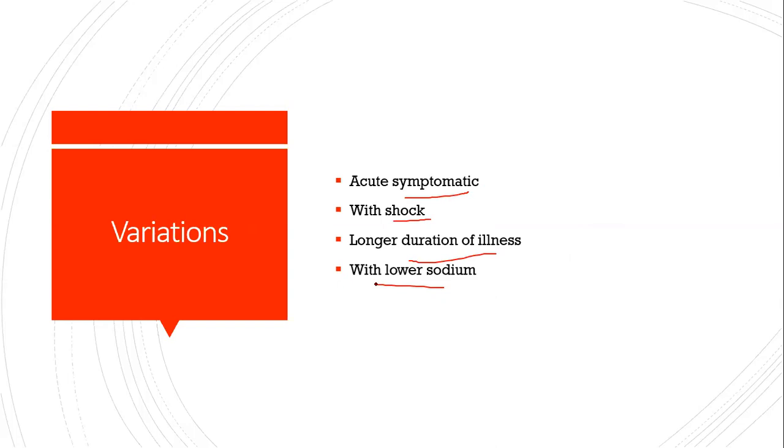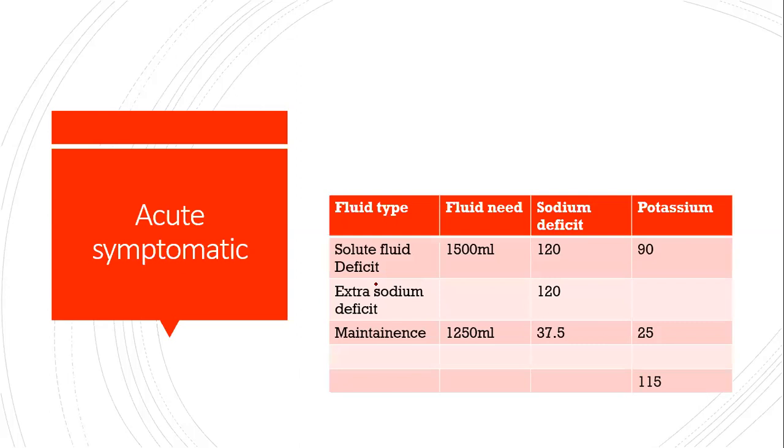For longer duration, the calculation will be almost similar except for the percentage of ECF, extracellular fluid. So it will be 0.6. The correction will be for 0.6 instead of 0.8. So let us talk about acute symptomatic. This is the same table that we calculated for the previous case. I have not changed anything.